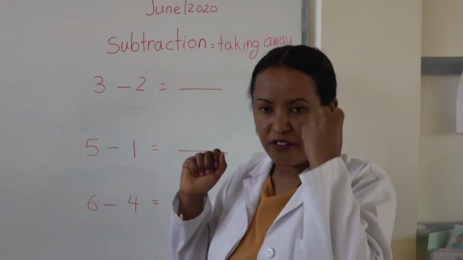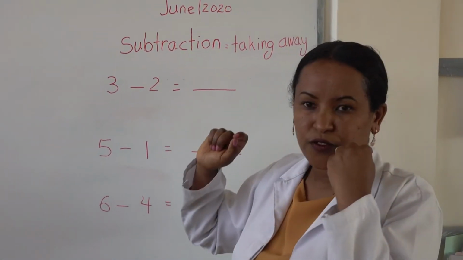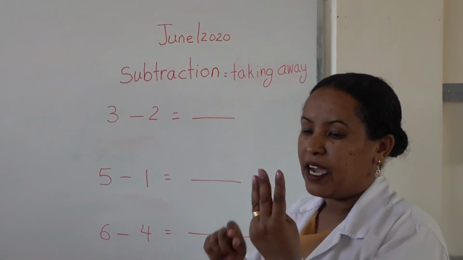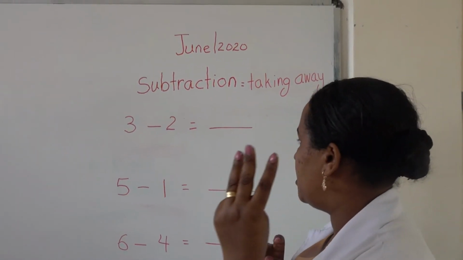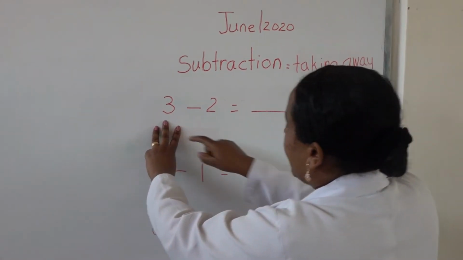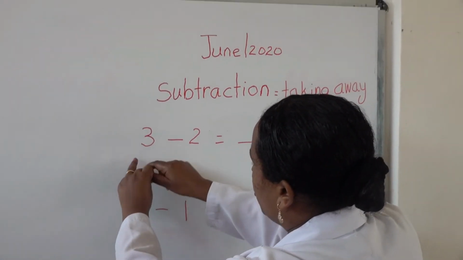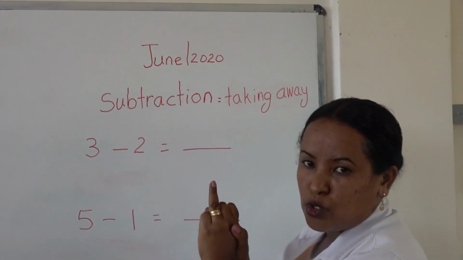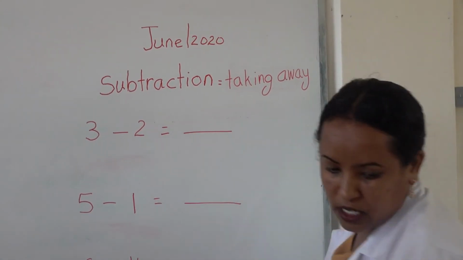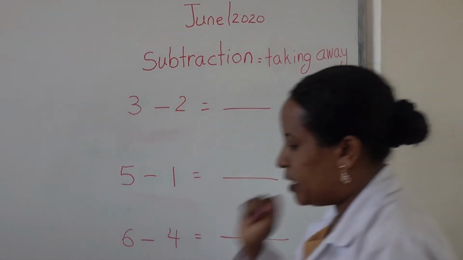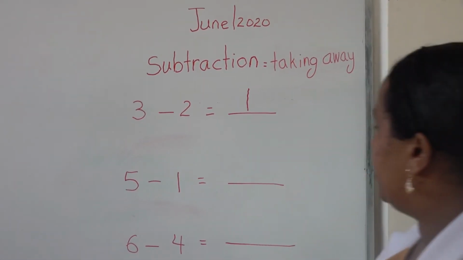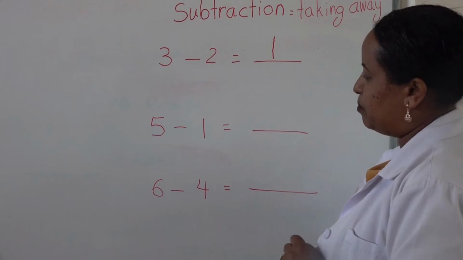Okay, I can use my fingers to subtract from 3 to 2. I have 1, 2, 3 fingers here. Take away 2 of them. 1, 2. Or you fold 2 of your fingers. And how many left? It's 1. So you write 1 here. Very good. Write 1 on the line. Let's go to the next example.